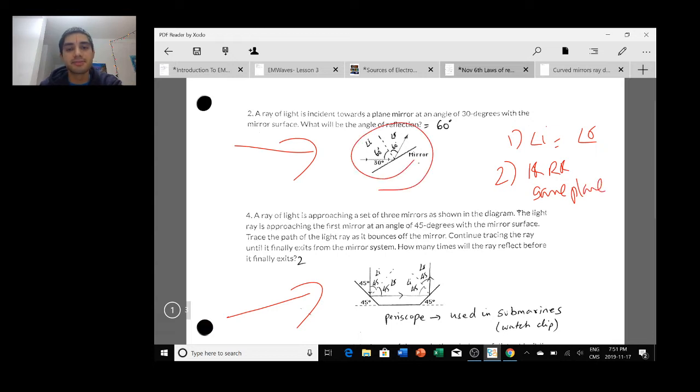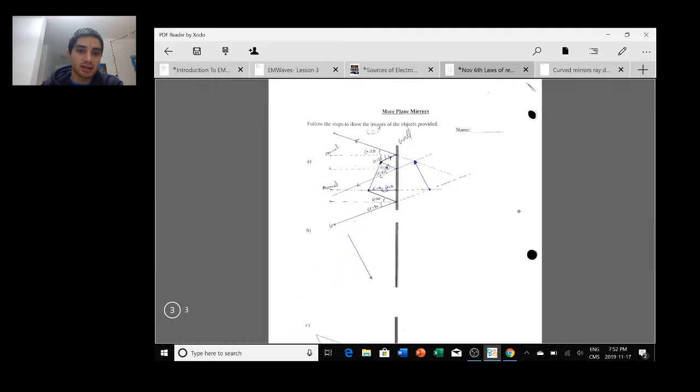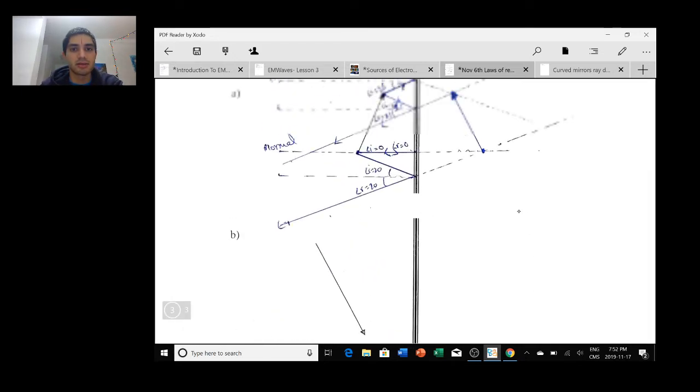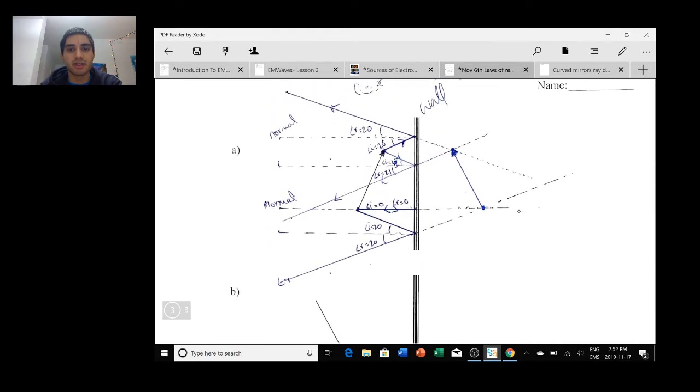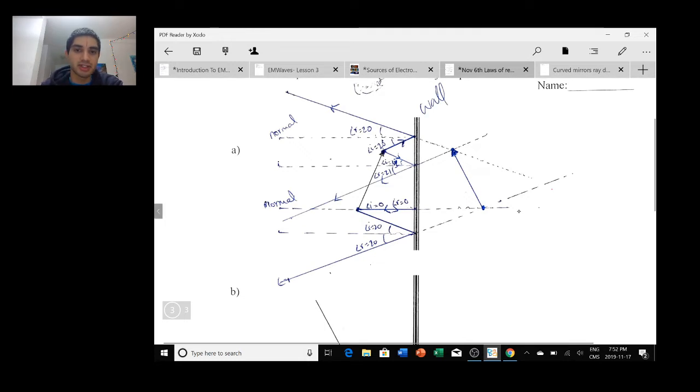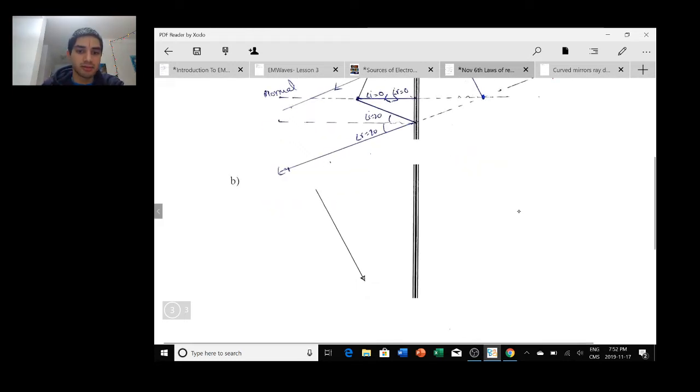You'll have to know what a periscope is and how it's used in a submarine. You have to know how to calculate angle of incidence and angle of reflection given a diagram like this. So those are important things. And of course, we have our main idea here, the drawing of an image in a plane mirror. I'm not going to go over too much of the details. I'll just quickly remind you: you have to pick the two extreme points.